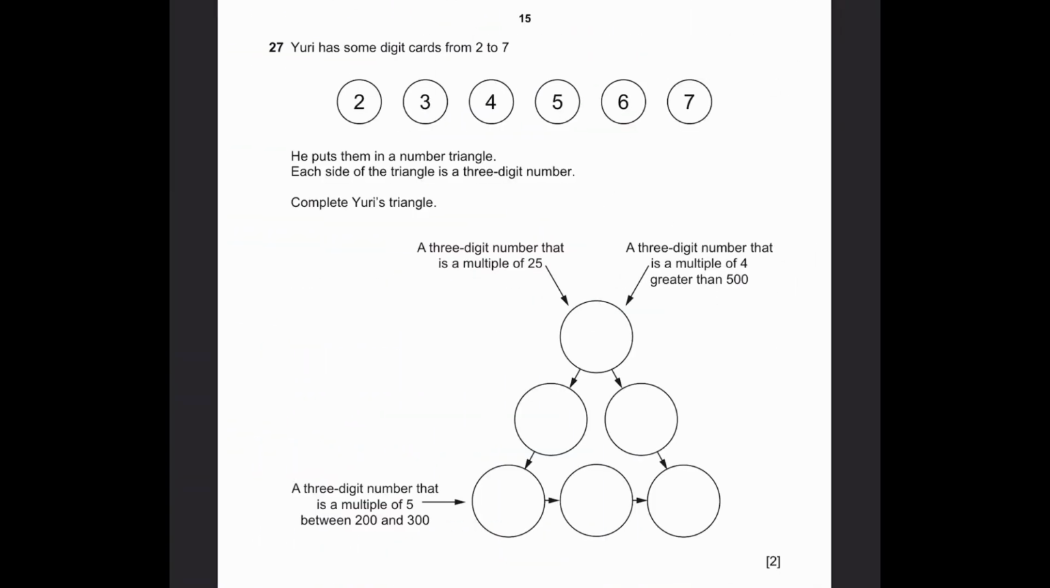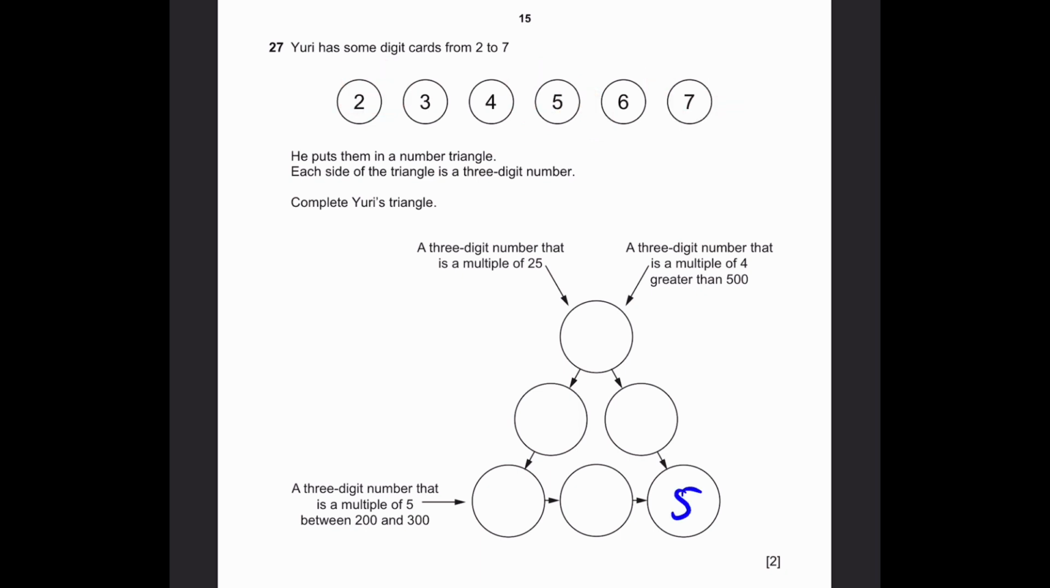Yuri has some digit cards from 2 to 7. He puts them in a number triangle. Each side of the triangle is a 3-digit number. Complete Yuri's triangle. A 3-digit number that is a multiple of 25. That means I have these numbers. It can end in either 7-5 or 2-5. So the last digit has to be 5.